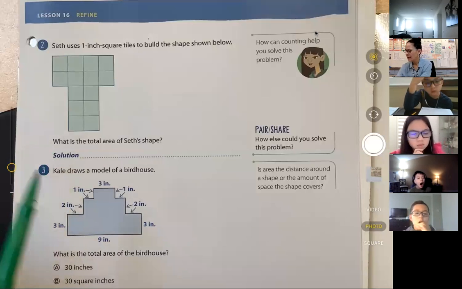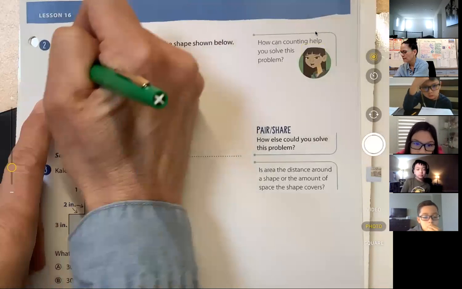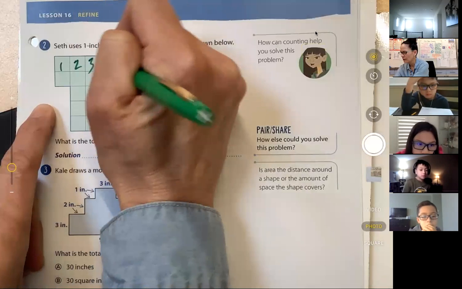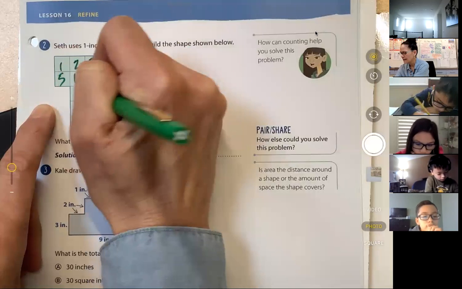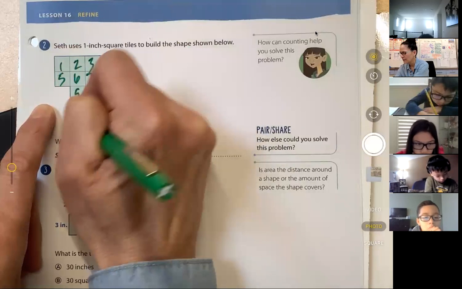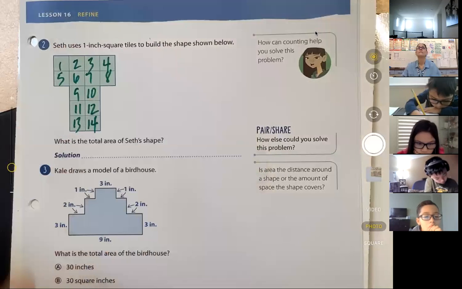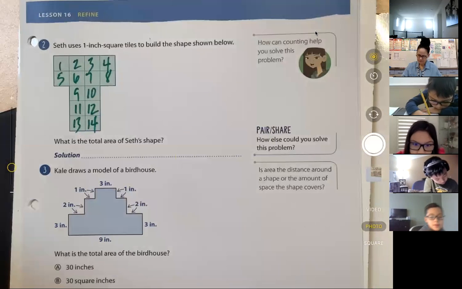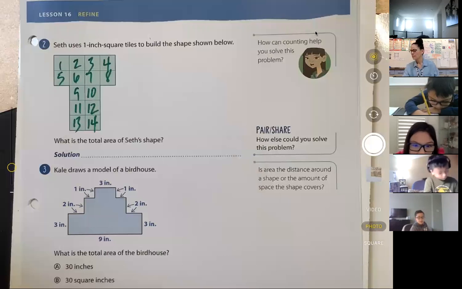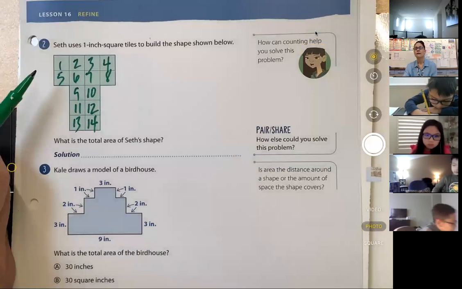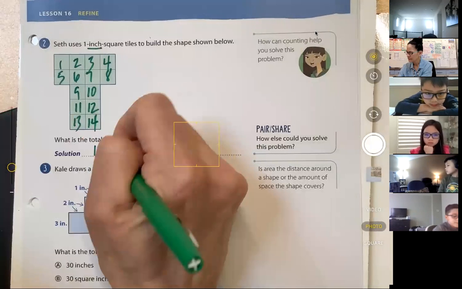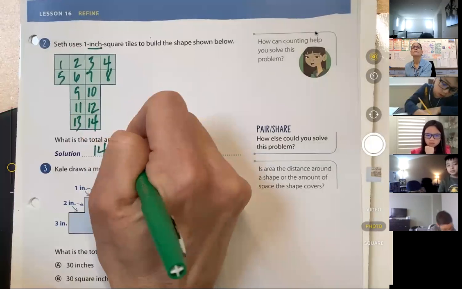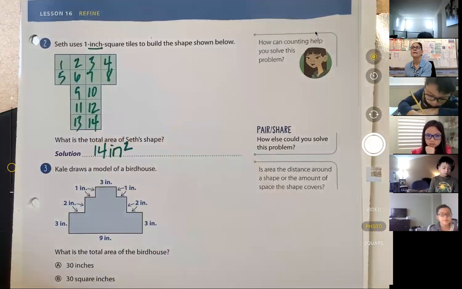First one, I could count the tiles. I could say 1, 2, 3, 4, 5, 6, 7, 8, 9, 10, 11, 12, 13, and 14. So I could say that this is 14. I know it's inches squared. Again, always expressed in square inches.